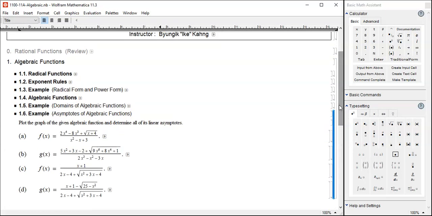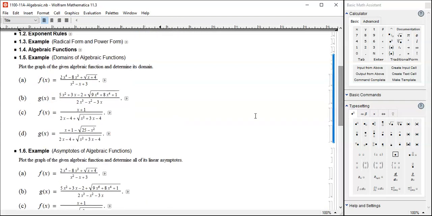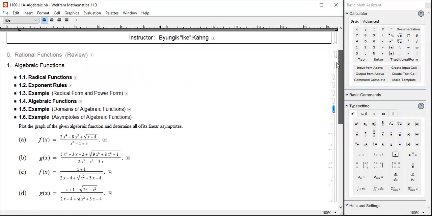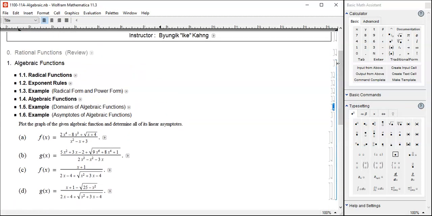Actually, these are the same problems as before. I mean, not the same problem, same functions. You see, same functions here, but just analyze asymptotes this time. Linear asymptotes, by the way, not curved asymptotes. How about the first graph here?